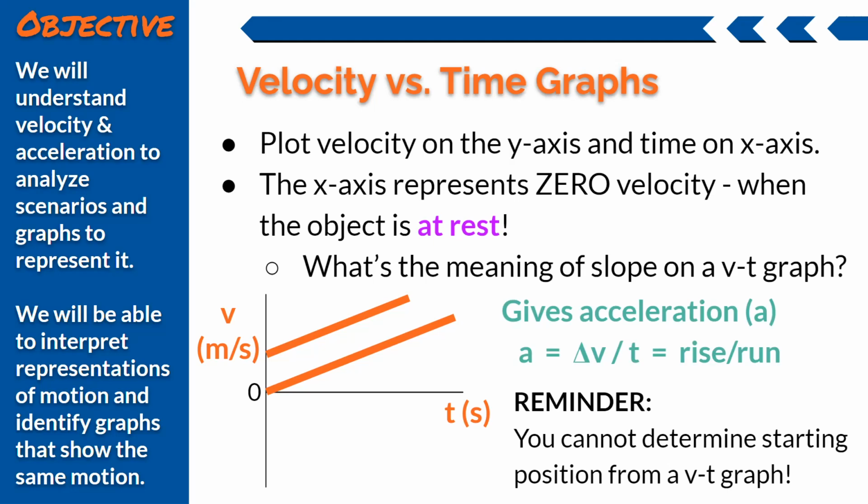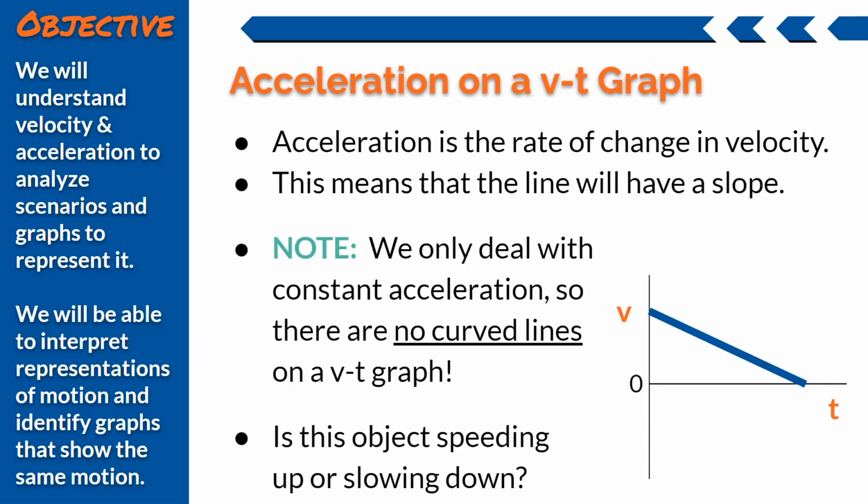All right, so again, the slope gives acceleration. It is rise over run, which is the equation for acceleration, change in velocity over change in time. Questions about that? Okay. All right, note we only deal with constant acceleration. I already mentioned that, so all of our VT graphs will have straight lines, okay? We will not see a curve on a VT graph. You will see curves on an XT graph, but not on a VT graph.